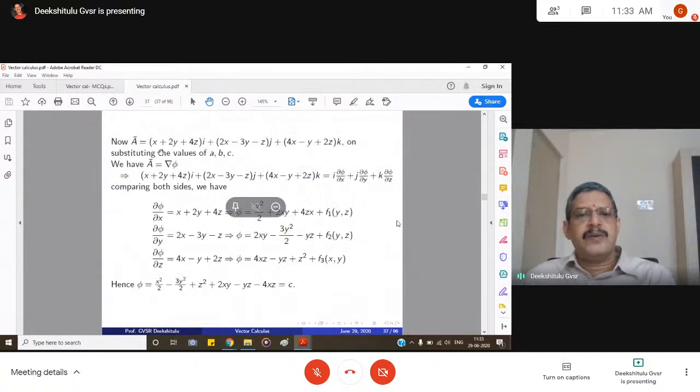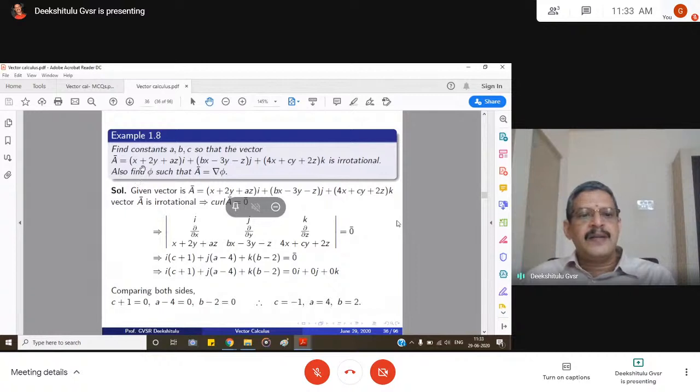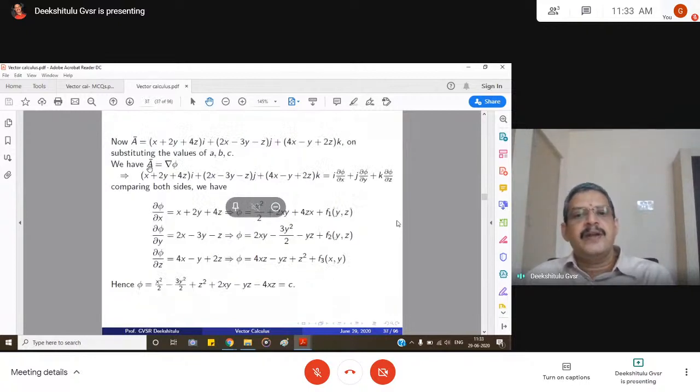Now, after substituting a, b and c, this is A bar. Find phi such that A is equal to grad phi. Now A is very well defined with a, b, c. So grad phi is i dou phi by dou x, plus j dou phi by dou y, plus k dou phi by dou z.